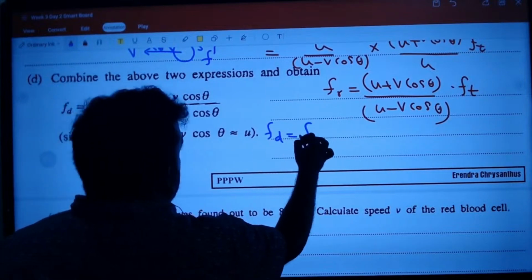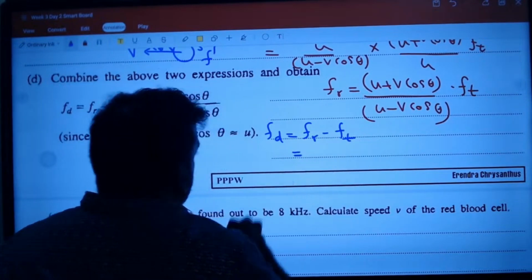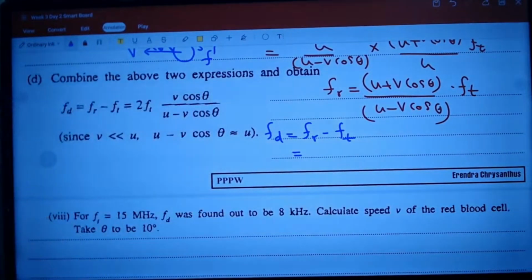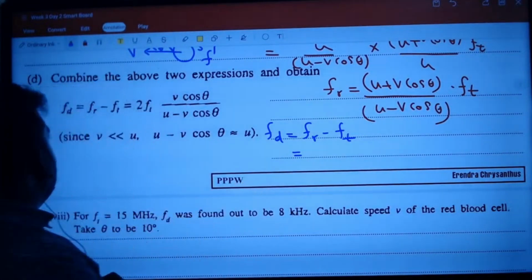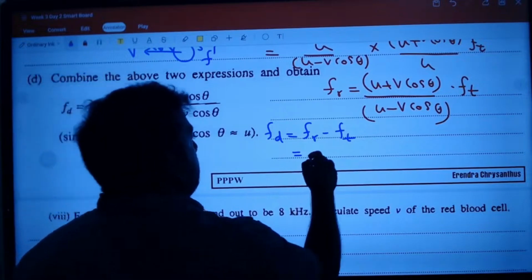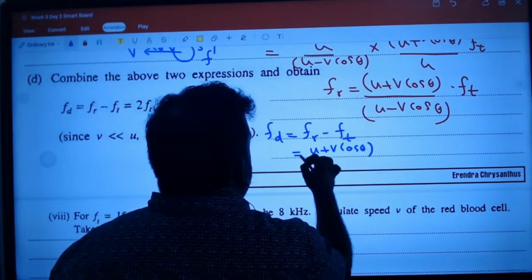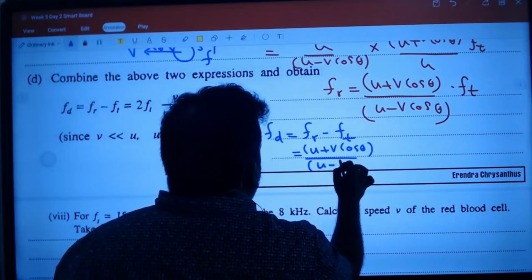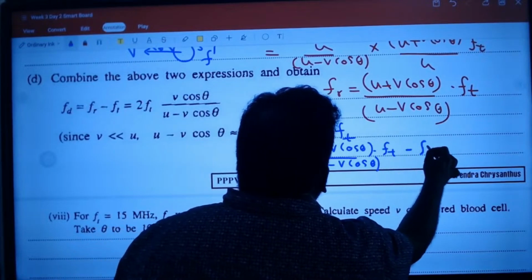Received minus transmitted. So they're asking you to prove the relationship in terms of transmitted: (U plus V cos theta) divided by (U minus V cos theta) ft minus ft.